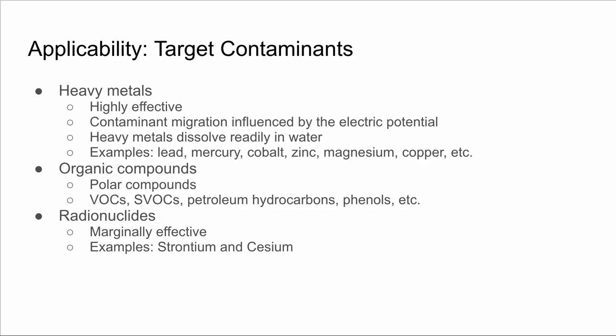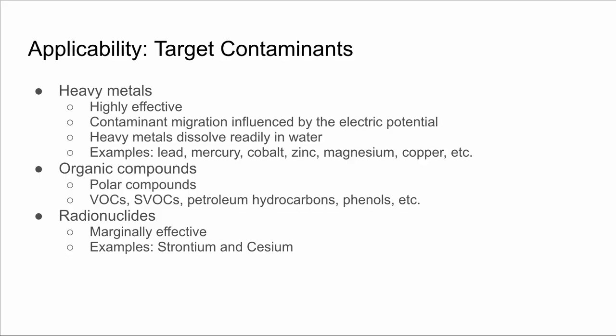Additionally, some organic compounds will actually degrade under the conditions that are induced in electrolytic remediation. At that point, you don't even have to worry about removing them from the anode or the cathode. They'll just degrade under the electrolytic state. Some examples of compounds that fall under the category of organic contaminants would be VOCs, SVOCs, which are semi-volatile organic compounds, and petroleum hydrocarbons, phenols, and so on.